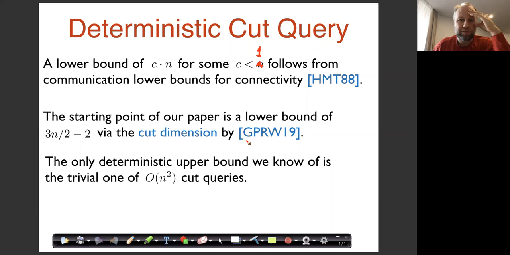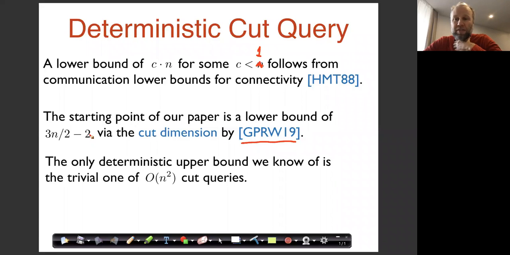And there's a recent, interesting paper by Graur et al. And they introduced this notion of cut dimension that we're going to be talking about today. And they used that to show a lower bound strictly larger than n. So they showed a lower bound of 3n over 2 minus 2 on the deterministic cut query complexity of minimum cut. So that's, up until our work, the best lower bound that was known.